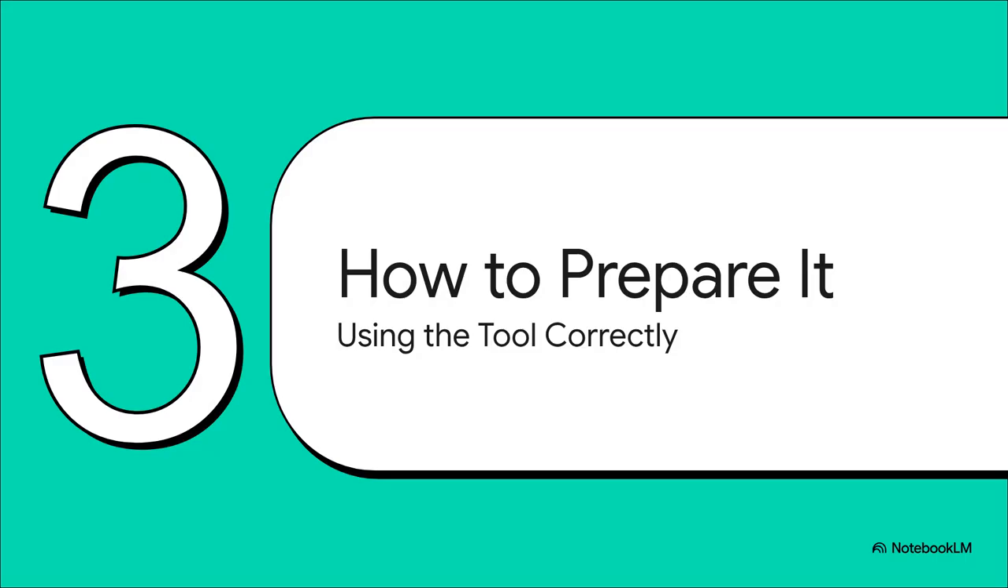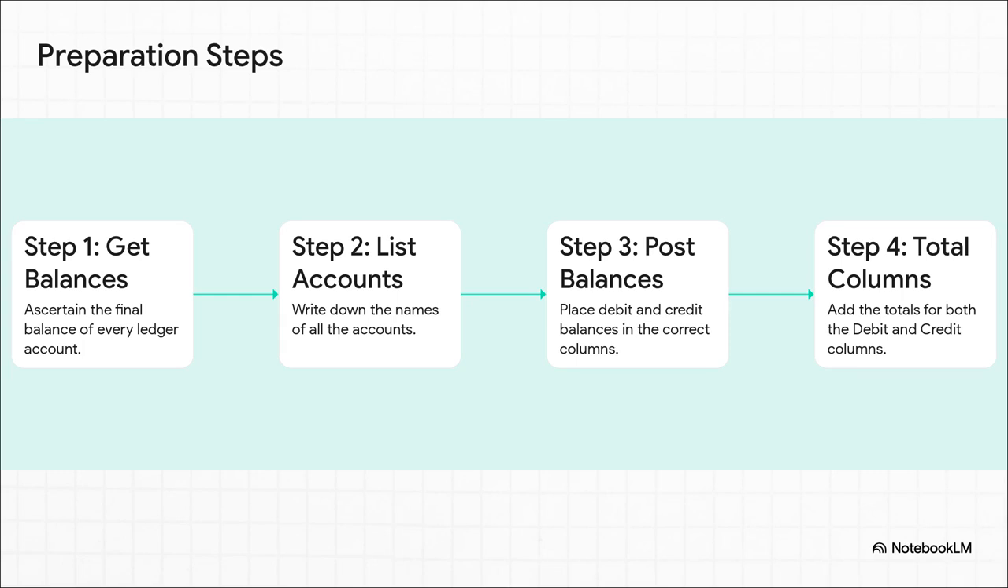All right, let's get practical. How do you actually prepare one? Let's walk through the steps and the rules you'll need to follow. It's a pretty straightforward process, really. First, you need to find the final balance for every single one of your ledger accounts. Then you just list all those account names. Step 3 is putting the debit balances in the debit column and the credit balances in the credit column. And finally, you just add up both columns. If the totals are the same, congratulations, your books are arithmetically accurate.